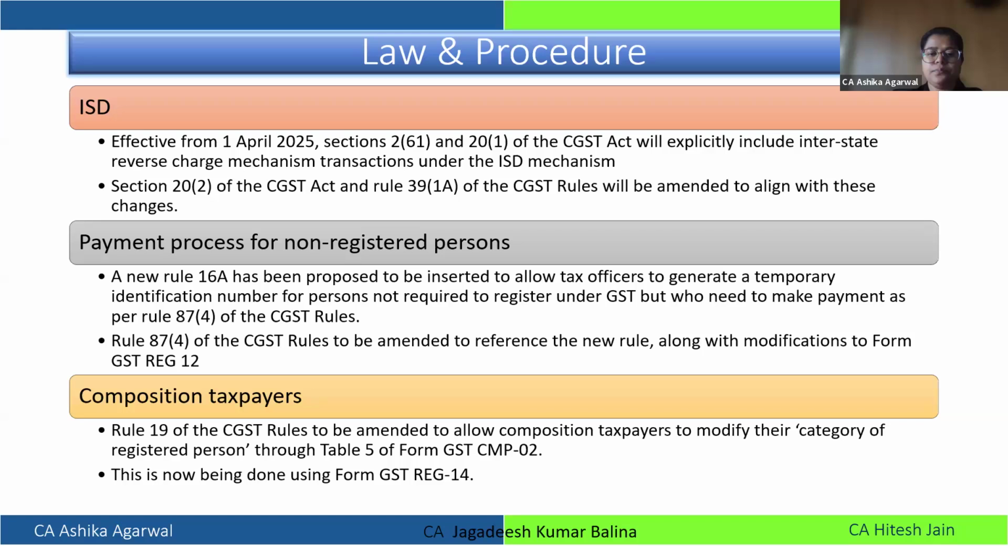Composition taxpayer. Now, composition taxpayer, you can opt. They have given a category when you are opting for composition: either you are a manufacturer, service or other. Now, there is a form. If we need to amend that we are changing our category, then we need to do it through the amendment form, that is REG 14. Now they are going to inbuild that in CMP 02 itself. So through that table only, we can change our category of registered person.